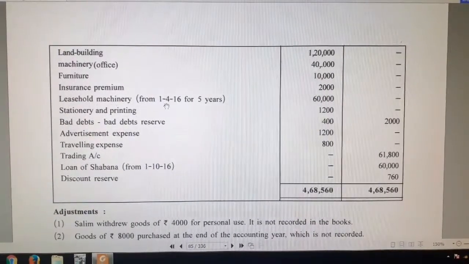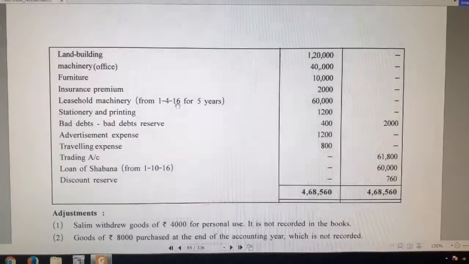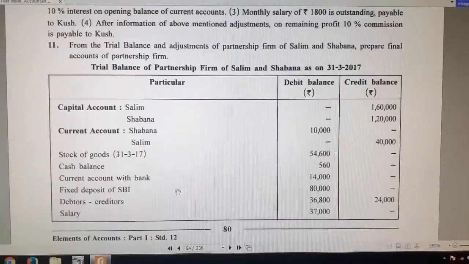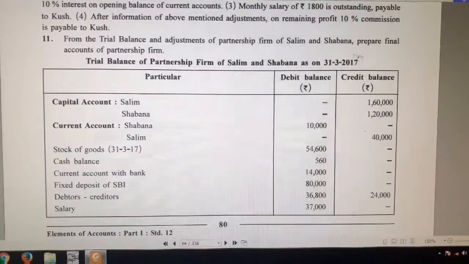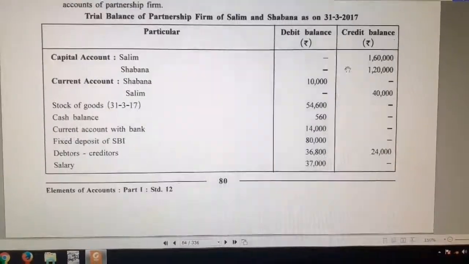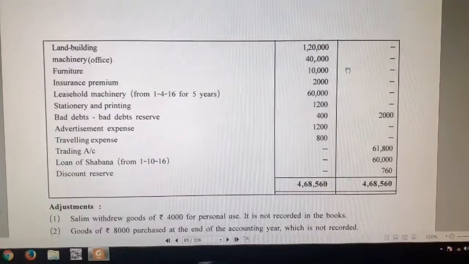Leasehold machinery, the lease period starts from 1st April 16. When the date is given, immediately check the closing date of trial balance. It is given 31st March 17. That means lease period starts from current year.